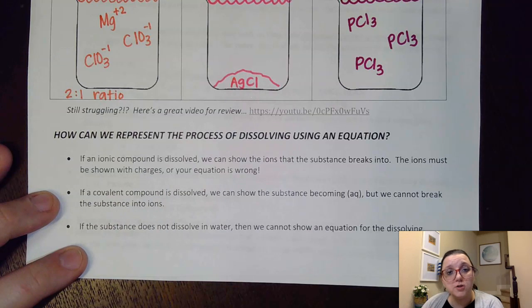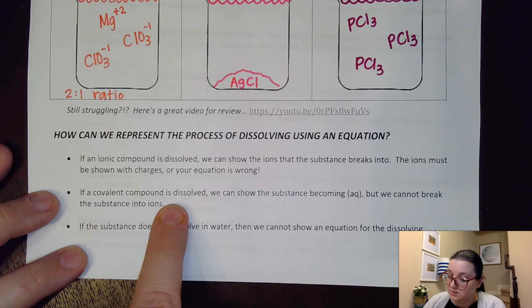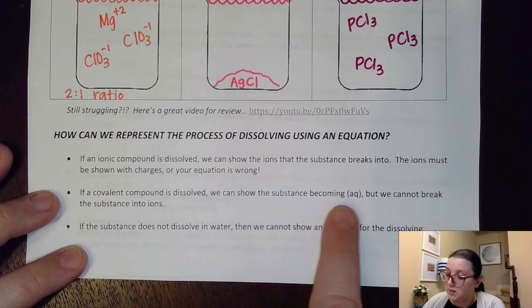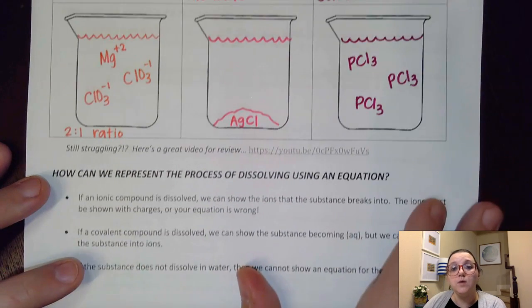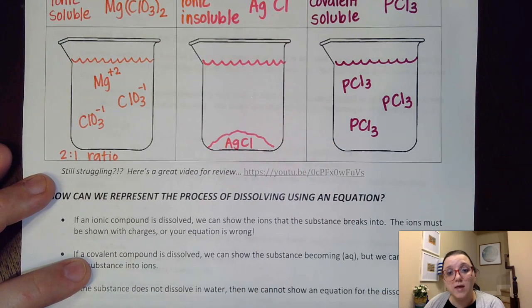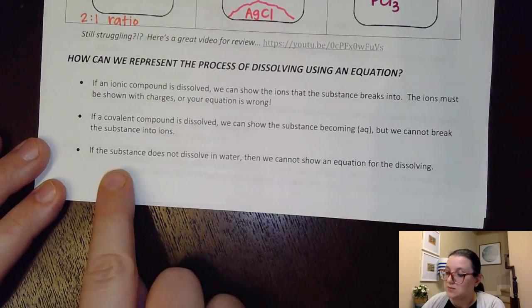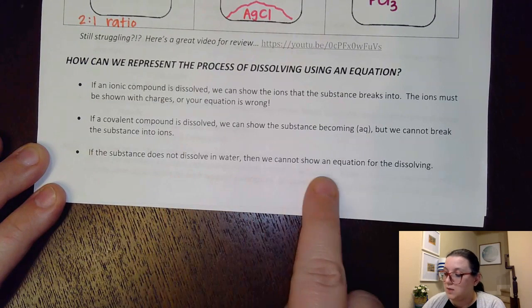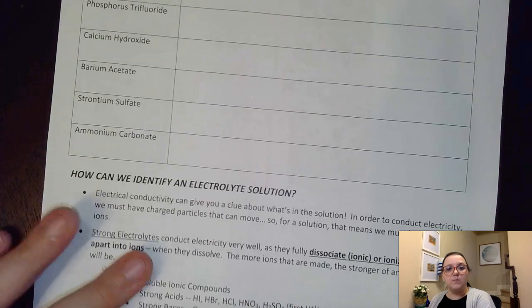If you don't put the charges, then technically you're showing those ions as a neutral compound, and that's totally different. It says here if a covalent compound is dissolved, we can show the substance becoming aq, but we cannot break the substance into ions. Again, we addressed that here where we said the covalent, even though it's dissolving, is going to stick together. And then last but not least, it says if the substance does not dissolve in water, then we cannot show an equation for the dissolving. So let's practice with this on the next page.